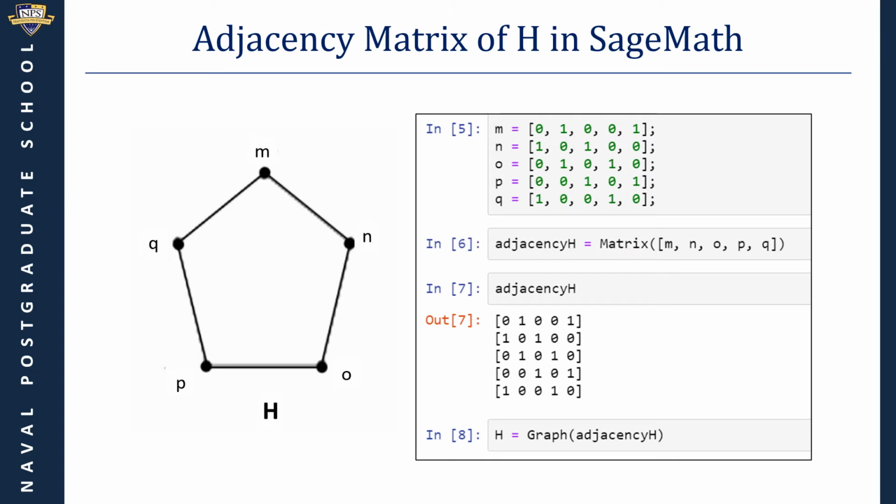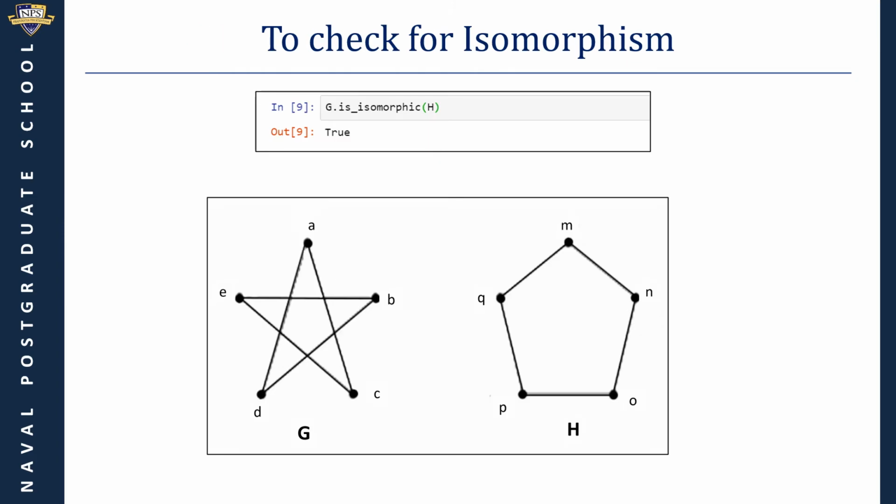Graph H is done the same way, but I'll give you a moment to look over it before moving on to the next slide. The final command is to use the .is_isomorphic command. The output is true, so our two graphs are isomorphic for this example. Now with this simple example, we can clearly see that the two graphs are isomorphic even without SageMath, as you can see from the picture below the output. They are both simply a cycle.